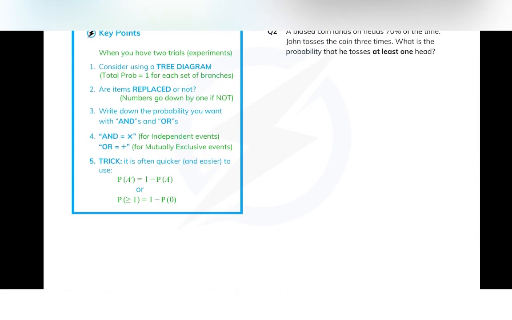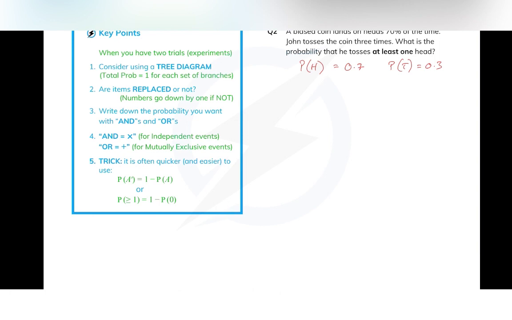Here we have a biased coin landing on heads 70% of the time. So the probability of a head is 0.7, and therefore the probability of a tail, of course, is 0.3, is it not? So let's actually just write that down. Probability of head equals 0.7, and the probability of a tail, which in fact you could call not head, H dashed, is 0.3.